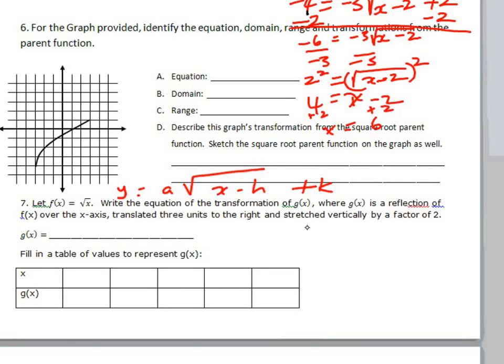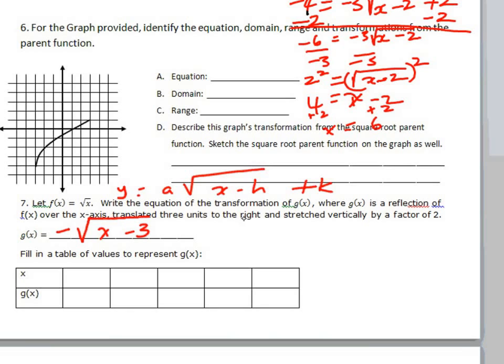Okay, so he says g of x is a reflection of f of x. So immediately we see that g of x has a negative sign in front of it, because when a is negative, you will find that the graph is reflected. Translated 3 units to the right. So 3 units to the right. So that means it is square root of (x - 3).